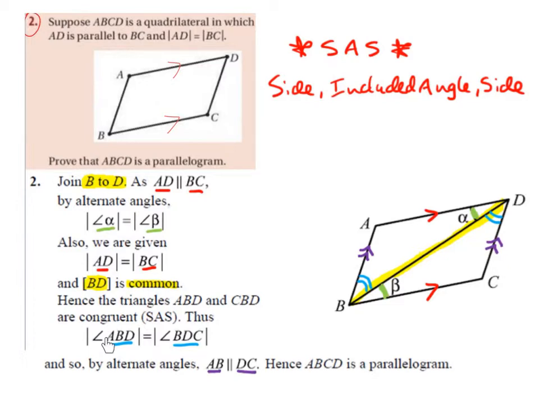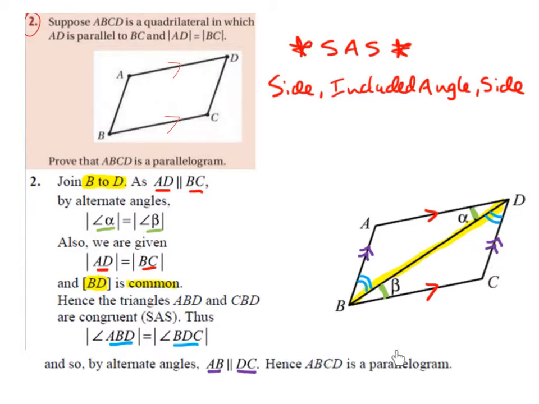Thus, the angle ABD, so this angle here in blue, is equal to the angle BDC, so this other angle here in blue. And so, by alternate angles, AB is parallel to DC. So AB must be parallel to DC, because if we were to extend our parallel lines, AB and DC, and BD was the transversal cutting through them, if this angle is equal to this angle, then they must be alternate. So these two lines must be parallel.